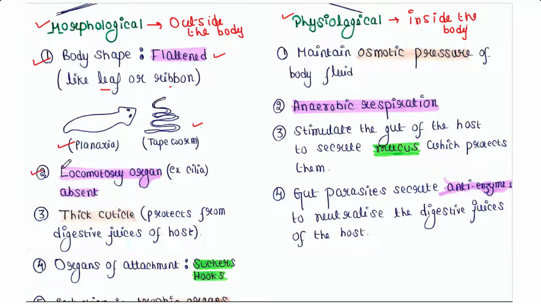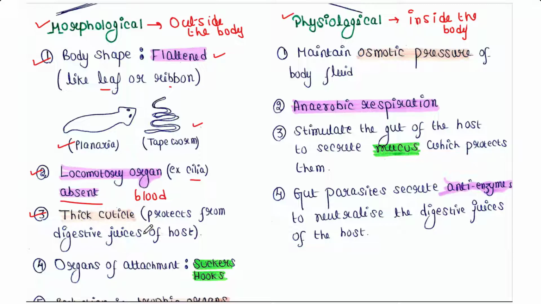Next is locomotory organ. So locomotory organ like cilia, these are completely absent in them. They do not have any locomotory organ because they actually don't need to move inside the body because they are getting traveled inside the body by the host itself. So sometimes they are transported inside the body via blood like that. So they don't need any locomotory organ.